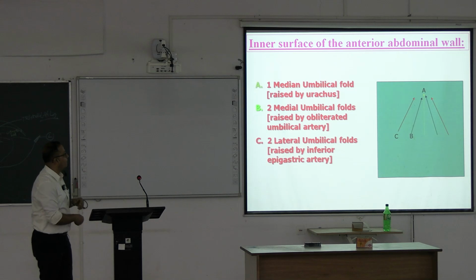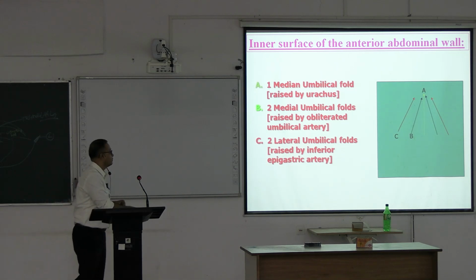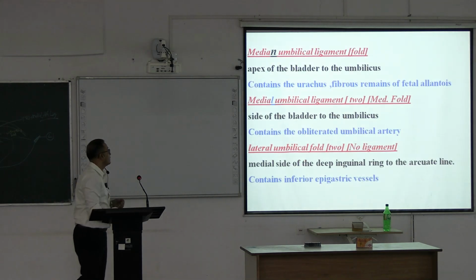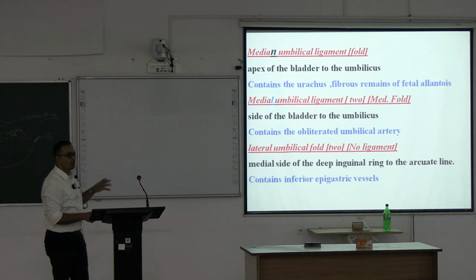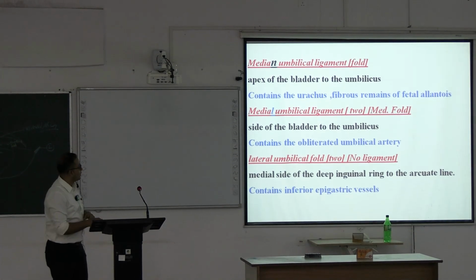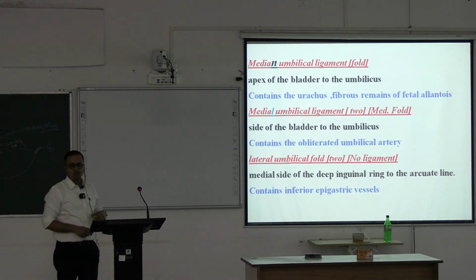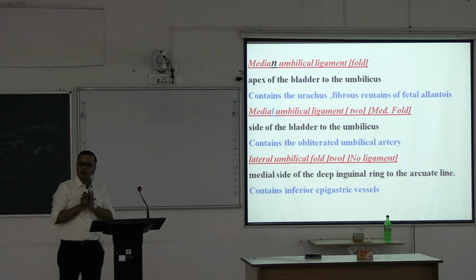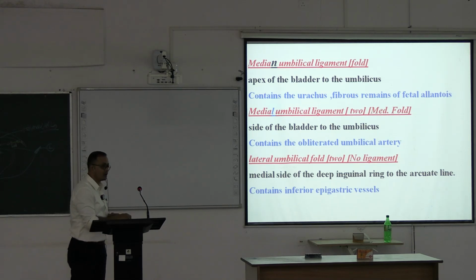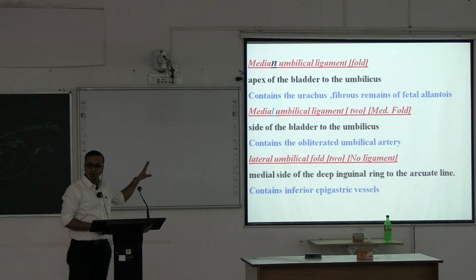So, these folds of the peritoneum, which are related to the umbilicus, hold some important contents. What do they hold? The median umbilical ligament holds the apex of the urinary bladder and its remnant, which we call the urachus. So, what is the urachus? When you learn the embryology of this region, we are going to talk about the urachus, and it has a number of clinically interesting aspects.